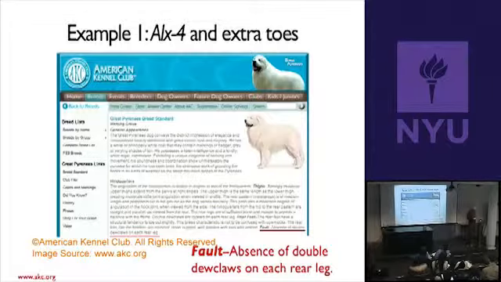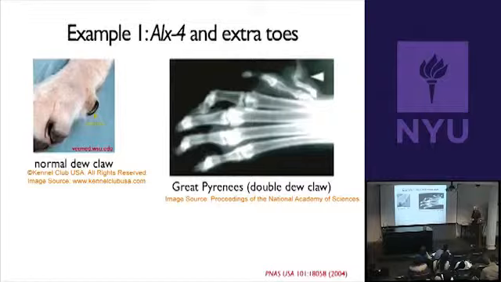So what is a double dew claw? The dew claw is one of the toes on a dog, right? And the Great Pyrenees has two here, unlike other breeds. Normal dogs have 5 toes. Great Pyrenees has 6 toes. 1, 2, 3, 4, 5, 6. It has this double dew claw, right?